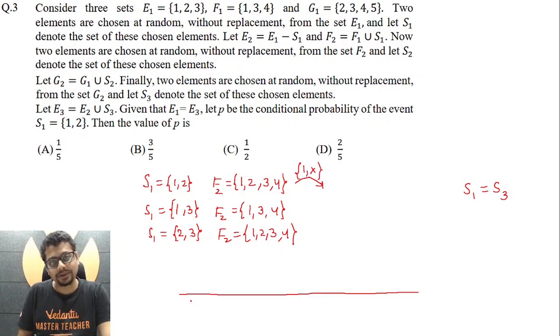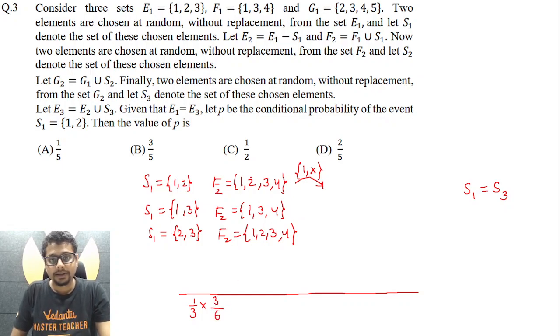So let's simultaneously also write the probability part. In the denominator, it will be the probability that E1 equals E3. And in the numerator, it will be the probability that E1 equals E3 and S1 has elements 1 and 2. So for S1 to be {1, 2}, since we are first talking about this case, 1 by 3 probability, F2 will surely become this. Now, since S2 is supposed to have 1 as its element, the probability that S2 would have 1 as one of its elements is 3 by 6.